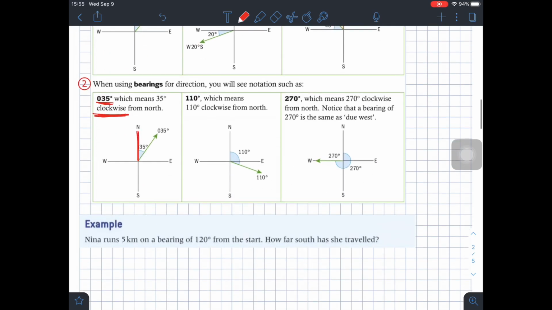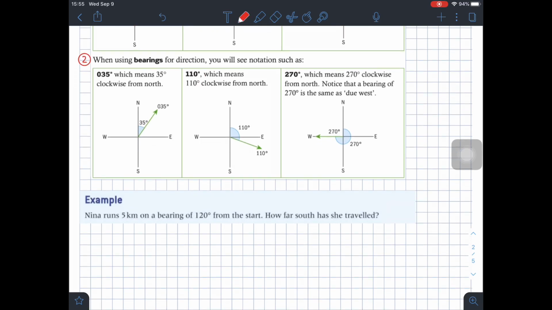So a bearing of 35 degrees means that I go first north, always north, and then 35 degrees clockwise until I get to this position. So this is the direction of a bearing of 35 degrees, okay? Then for this case, a bearing of 110 degrees, we go, as always, north, and from this direction we go 110 degrees, and when we end up with the angle, we trace this final direction, which represents a bearing of 110 degrees, right?